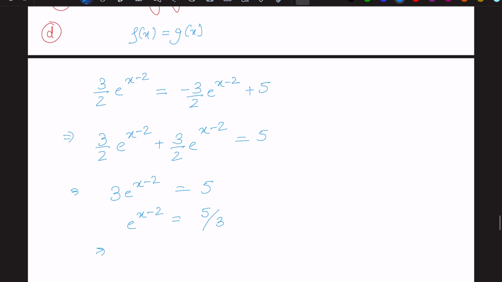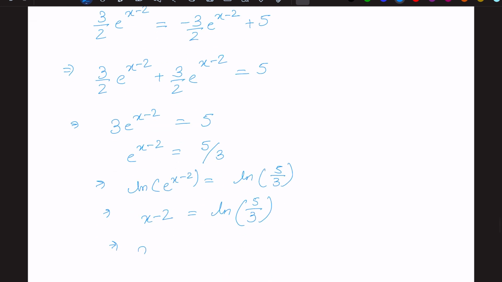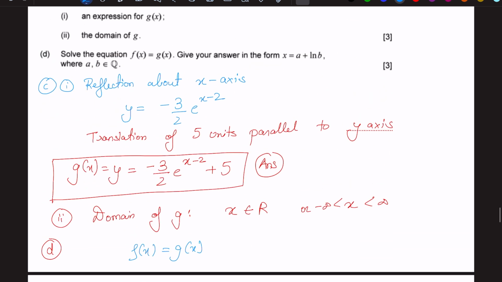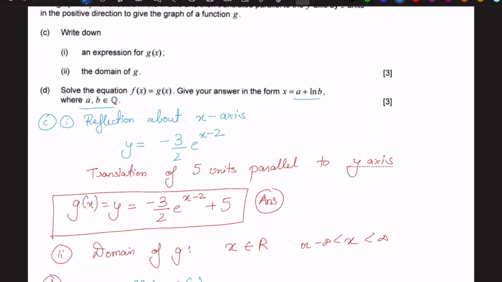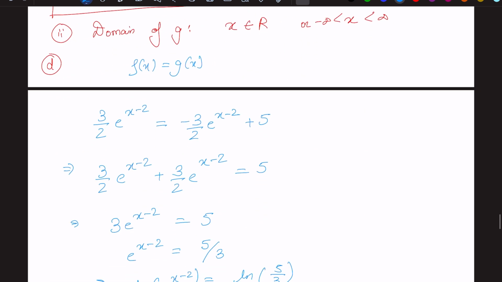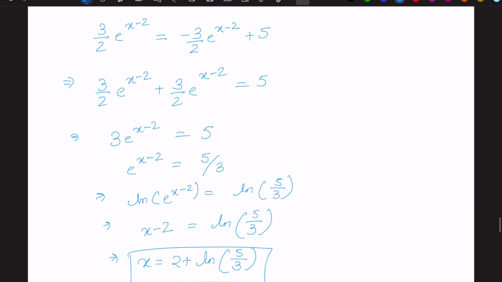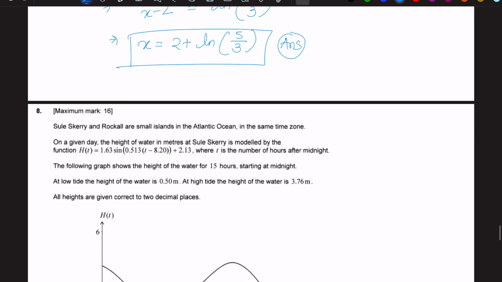If I take ln on both sides, x minus 2 times ln of e, which is 1, will be ln of 5 by 3. So x would be 2 plus ln 5 over 3. Now as I remember, it was a plus ln b, where a and b belong to Q. Alright, so with this we are done with this question and we can move on to the next one.